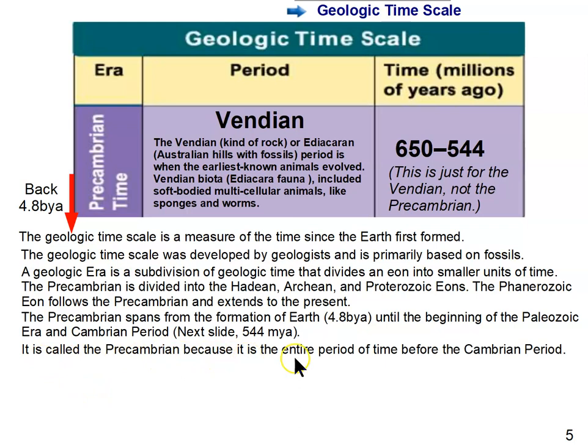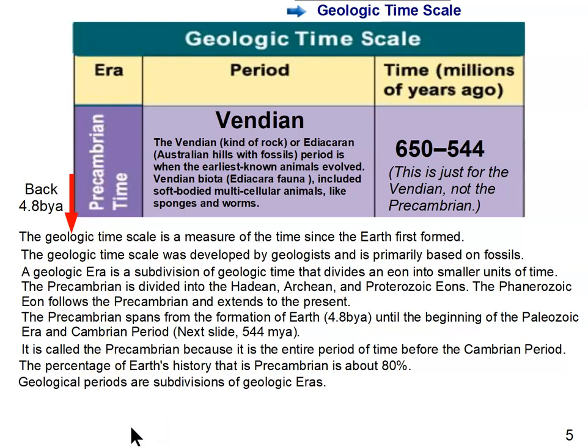It's called the Precambrian because it's the entire period of time before the Cambrian period, which we don't even see on this slide. It's after the Vendian. We see the Vendian period here. The Cambrian period begins at 544 million years ago, so it's after the Vendian period, as we'll see on the next slide. The percentage of the Earth's history that is Precambrian is about 80%. So most of the time that the Earth has been in existence was the time before 544 million years ago, and that's all known as the Precambrian, 80% of the Earth's history.